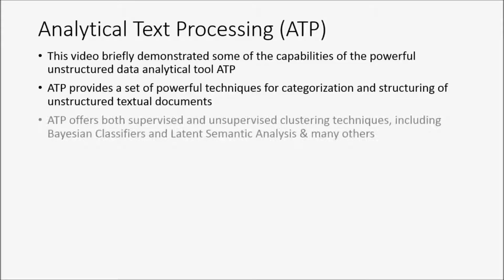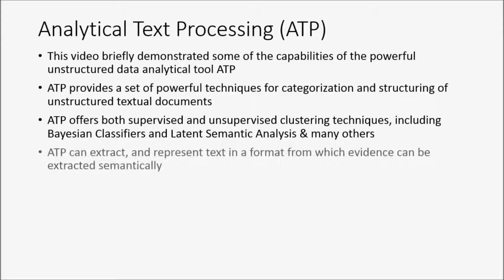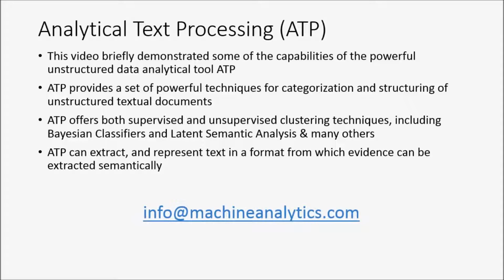This video has briefly demonstrated some of the capabilities of the powerful unstructured data analytical tool ATP. ATP provides a set of powerful techniques for categorization and structuring of unstructured textual documents. ATP offers both supervised and unsupervised clustering techniques, including Bayesian classifiers and latent semantic analysis. ATP can extract and represent data in a format from which evidence can be extracted semantically.